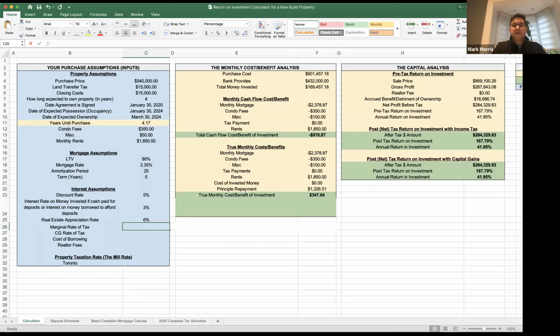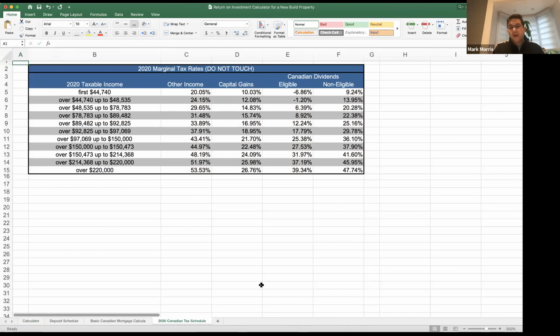And we're going to talk about the marginal rate of tax. So I'm going to go back to our Canadian tax schedule. I've dealt with this before, and I've given whole lectures on tax before, but I just want to make sure that everyone here is clear. In Canada, we have a marginal tax rate. What that means is that it doesn't matter if you're a billionaire or someone who just makes 20,000 bucks, every person on their first 44,740 pays 20% tax on that money. Then between 44 and 48, they pay 24% on that money, and so on and so forth. And it goes up until you make $220,000.